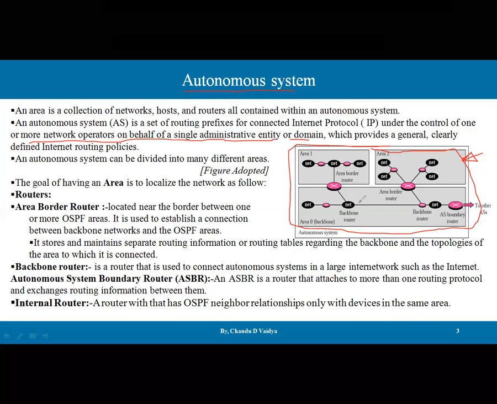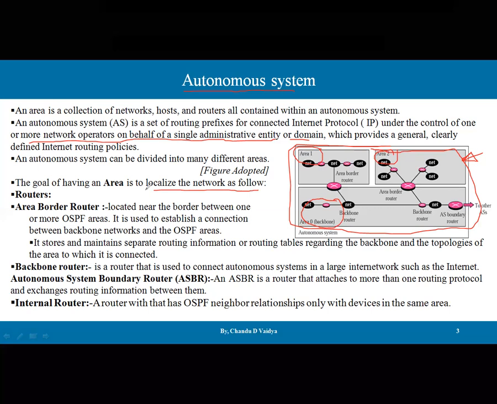Here, if you see, guys, there is a backbone area. Area zero is the backbone area. Here area one is there, and here area two is there. And what is the purpose of dividing into areas? The goal of having areas is to localize the network.